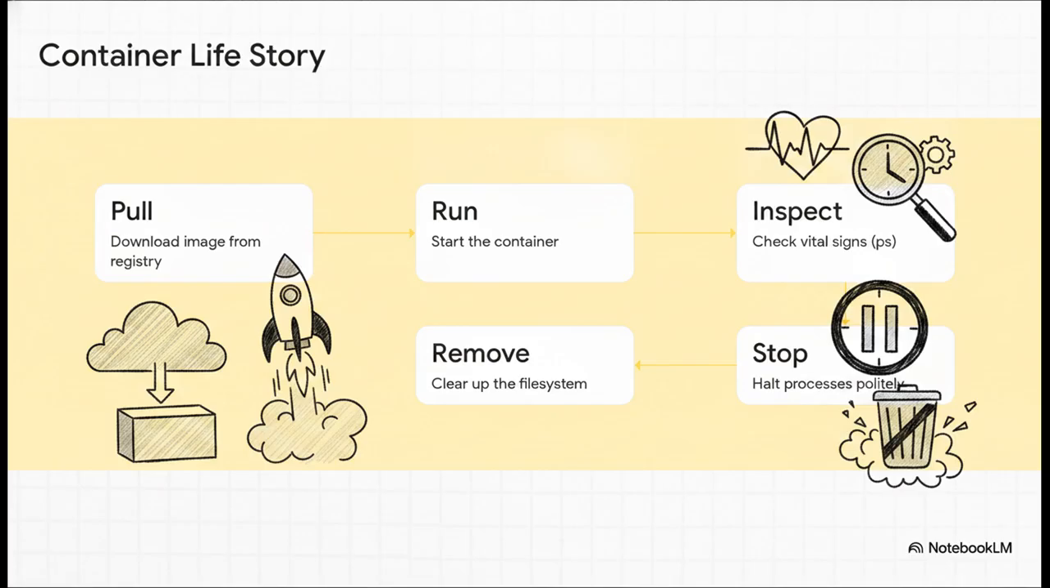Third, you inspect its vital signs using commands like docker ps. Fourth, when its job is completely done, you stop it. And finally, you remove it entirely to clear up your file system. Once you understand this flow, you'll always know exactly where a container is in its lifespan.